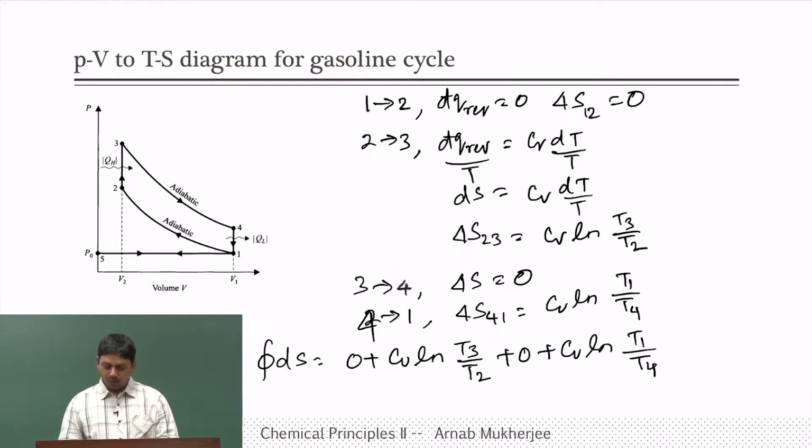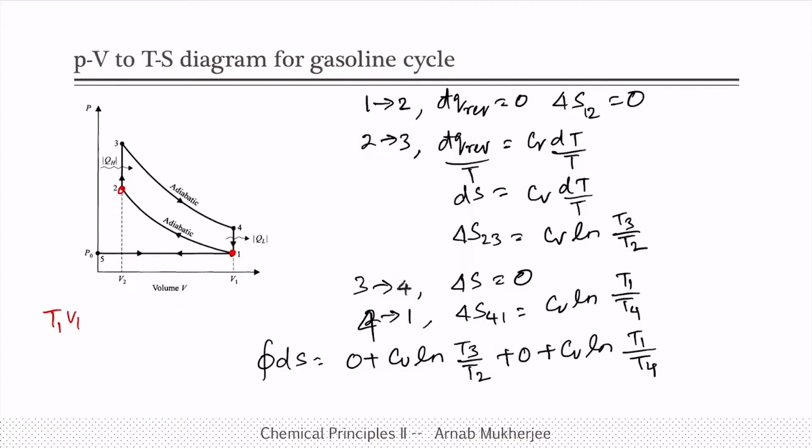Now, we have to invoke the relation between T3, T2 and T1, T4. So, for that we need to combine the relation in adiabatic step 1 and 2, in which we can write T1 V1 to the power gamma minus 1 is equal to T2 V2 to the power gamma minus 1. Why we can do that? Because 1 and 2 are connected by an adiabatic path, and all along the adiabatic path T V to the power gamma minus 1 is constant. So, therefore, you can do that.